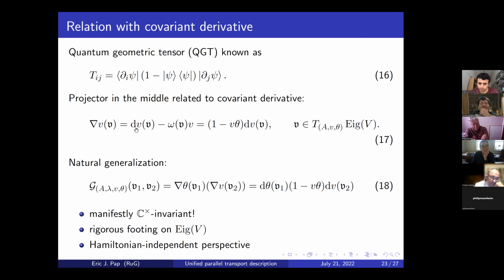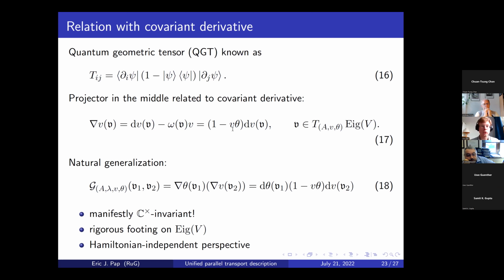Well, this is the usual derivative minus the part that shouldn't be there. So there omega comes in, and because omega is theta dv, I can regroup this and I get dv exactly altered by this projection operator. You can also check this for theta, you get d theta, followed again by this projection operator. And so we find a natural generalization of the QGT.